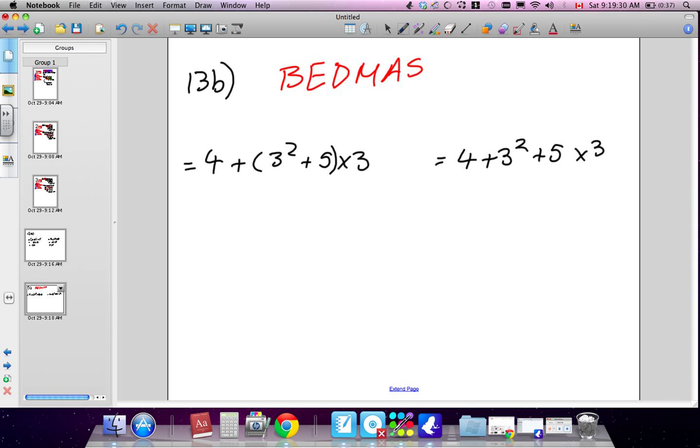Okay. Let's solve the left side. According to BEDMAS, what do I deal with first? Brackets. And now, here's even trickier. In the brackets, what do I have? I have two operations: exponent and addition. So which one do I deal with in the brackets first? The exponent. So let's deal with that. What would 3 to the power of 2 be? 9. Plus 5, and times 3.